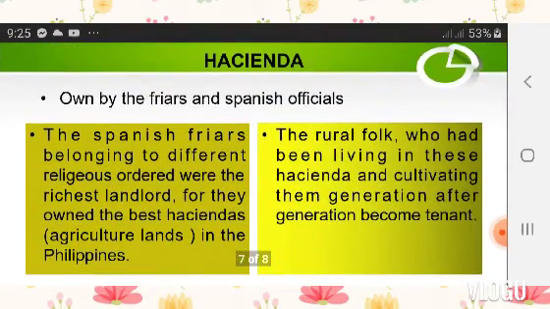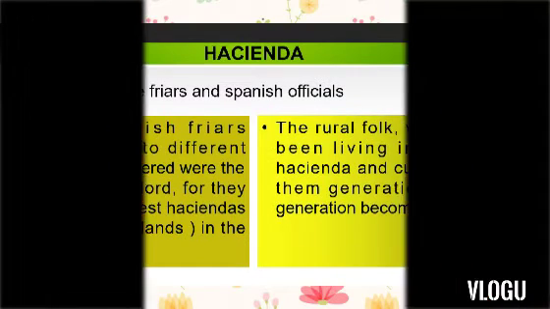Hacienda. Hacienda was owned by the friars and Spanish officials. These were the richest people. The Spanish friars belonging to the different religious orders were the richest landlords, for they owned the best hacienda agricultural lands in the Philippines. The rural folks who had been living in these haciendas and cultivating them generation after generation became tenants.